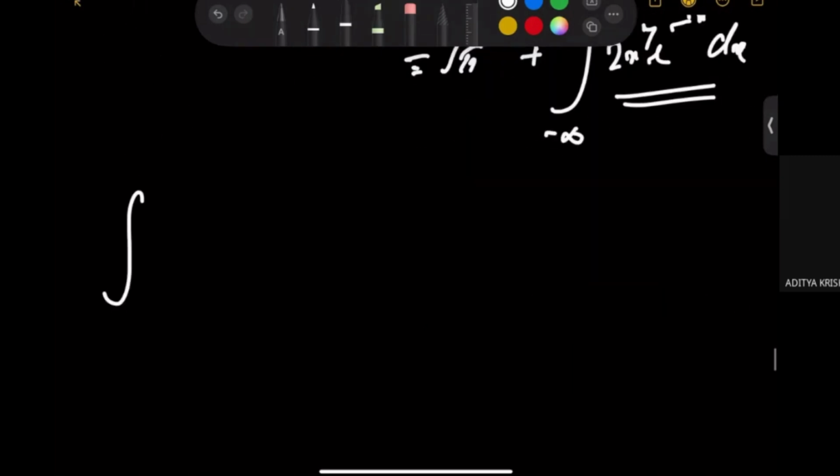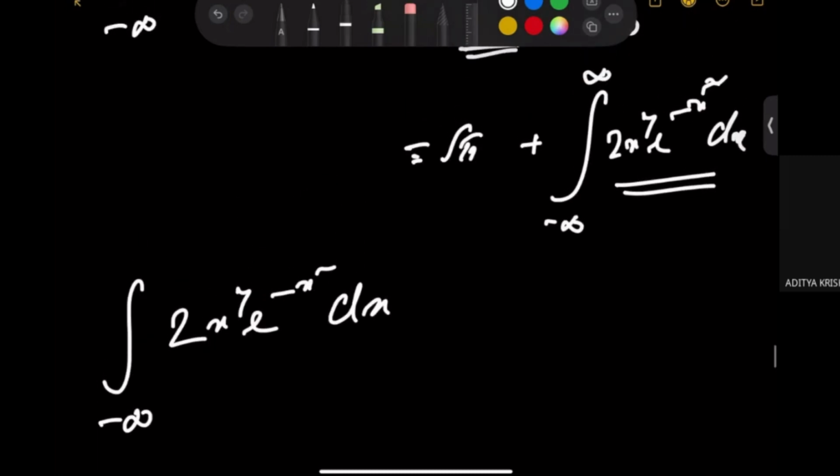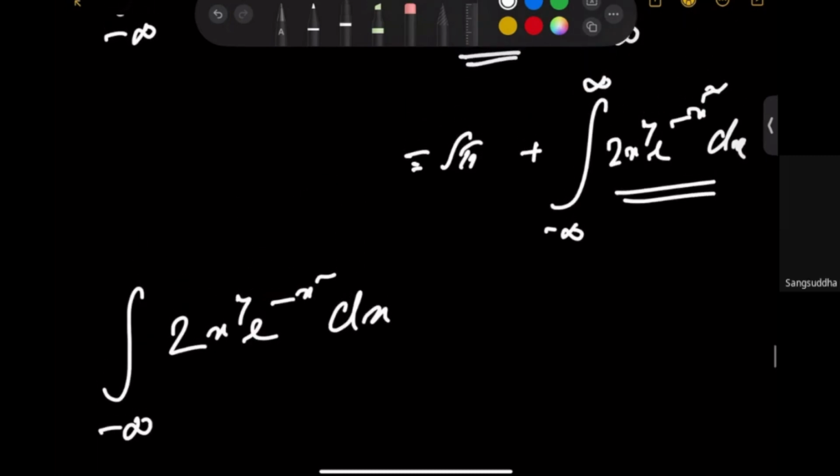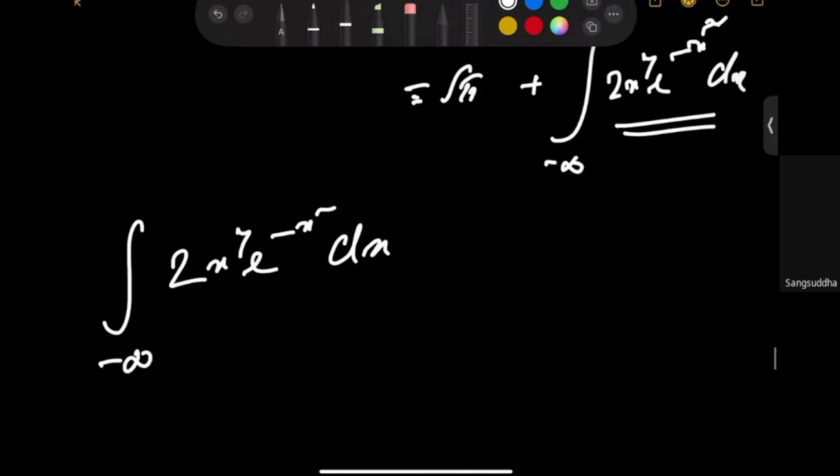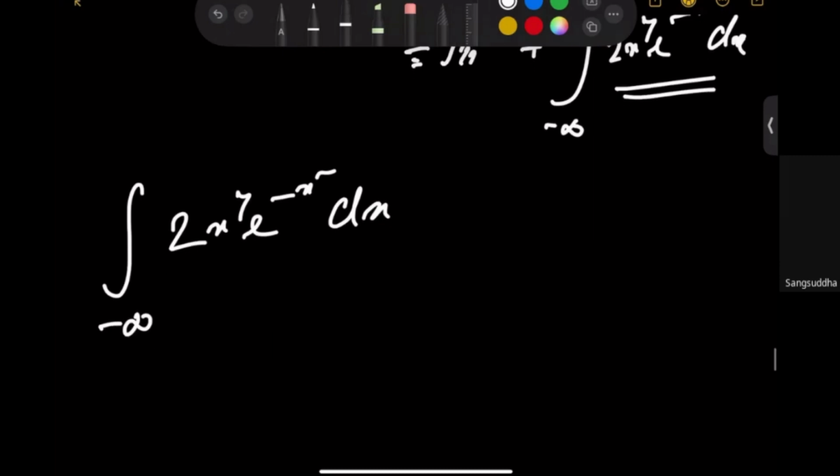So the integral is 2x to the power 4 e to the power minus x squared dx, from minus infinity to infinity. Sir, I used a substitution x squared equals z, and then I used the gamma function. Yes, precisely. That is how we do this problem. Exactly.